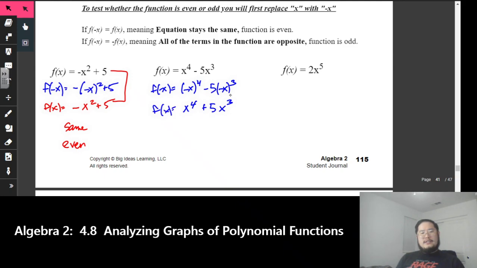Are there any changes right here? Well, the equation doesn't look the same, right? The original has a negative, this one has a positive. So it's not the same, so it's not even. But are all terms the opposite? This term right here is opposite, but not this. Those are the same. So this is actually neither. It's neither even or odd.